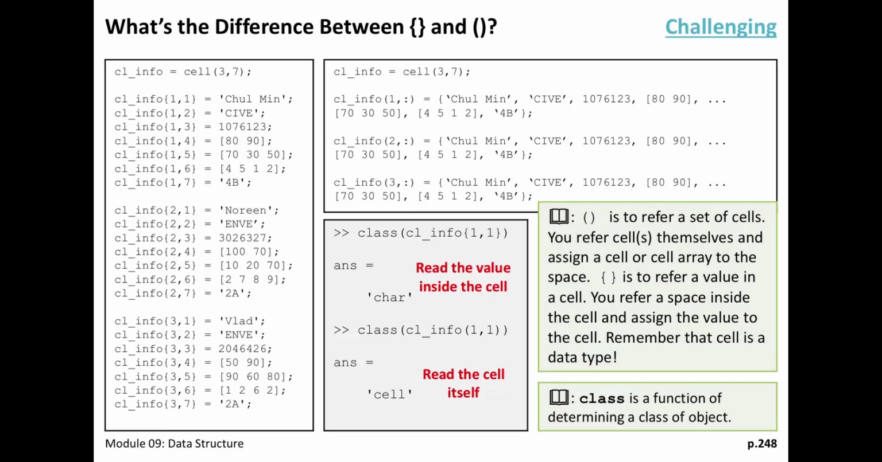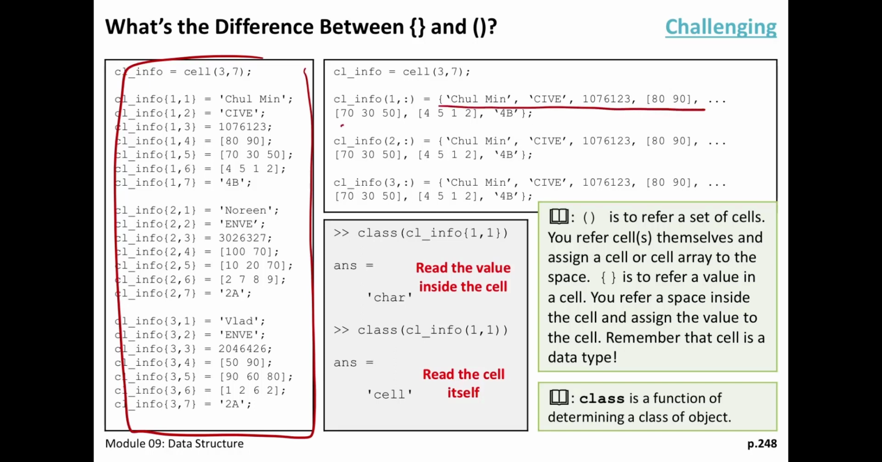Okay, remember that cell is a data type. That's why when you assign the cell as a data type, you need to use the parentheses. Okay, so let's take a look at this example. This is the script from the previous slide. But here you want to assign the multiple value at once. So in this case, what is this one? This one is a cell array. You're going to assign the cell array to the cell.